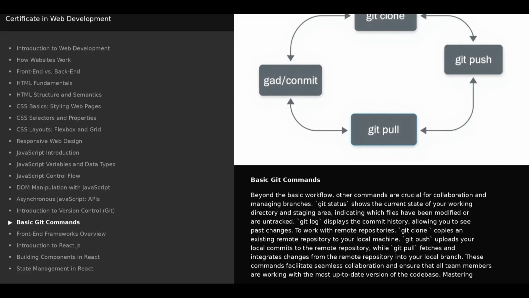To work with remote repositories, git clone copies an existing remote repository to your local machine. Git push uploads your local commits to the remote repository, while git pull fetches and integrates changes from the remote repository into your local branch. These commands facilitate seamless collaboration and ensure that all team members are working with the most up-to-date version of the codebase. Mastering these fundamental Git commands will significantly enhance your development workflow and collaboration capabilities.